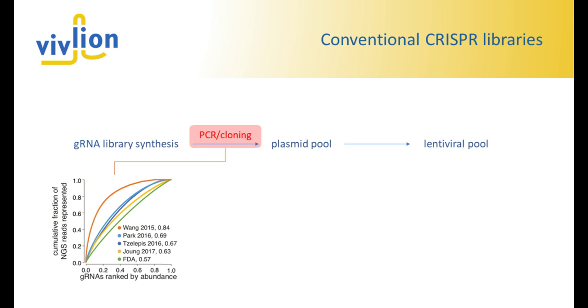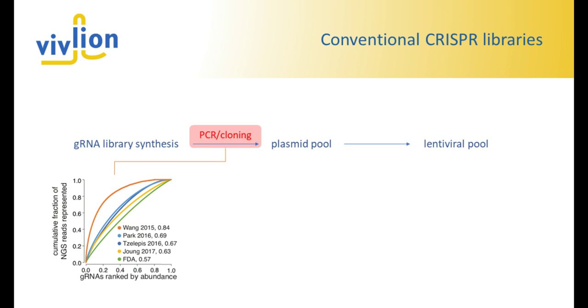So what you see on that graph is what we call a Lorenz plot, and that basically visualizes the distribution, or the evenness, the uniformity of a library. The flatter this curve is, the better or more evenly the reagent is distributed. Furthermore, what is highlighted here is the area under the curve, which for the FDA, if you look at this, is 0.57. The closer it gets to 0.5, the more evenly it is distributed. And you can see that the previously published reagents are less well distributed than, for example, a reagent that we have generated.